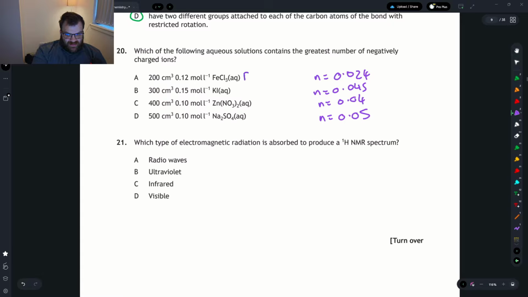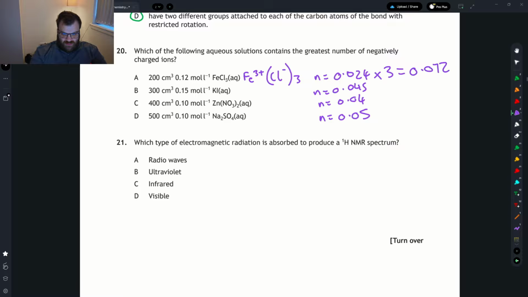So this would be Fe3+ Cl-, but there's 3 of them. That means we need to times the number of moles by 3 to figure out how many moles of the ions there would be. So 0.072. Next one, it's just K+ I-. So that would just be times 1, so it stays the same.